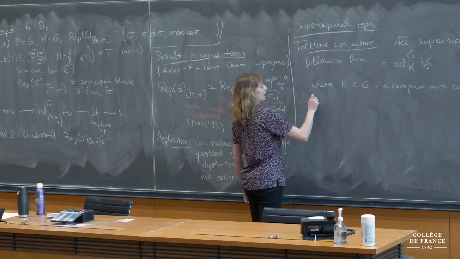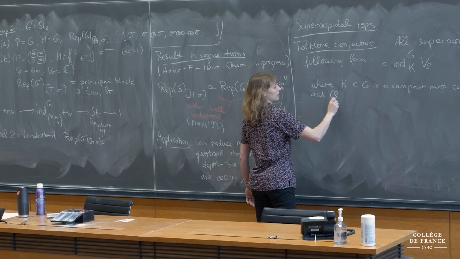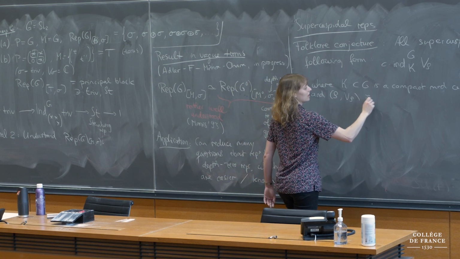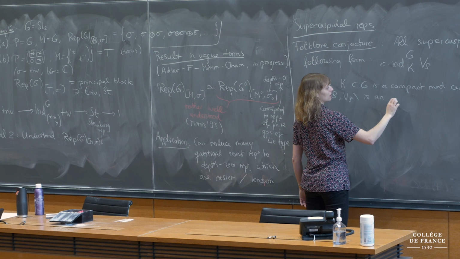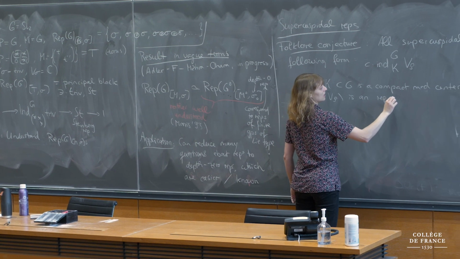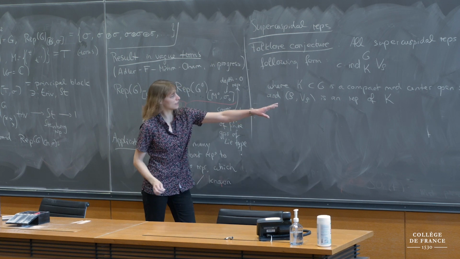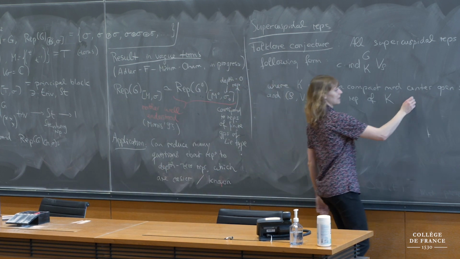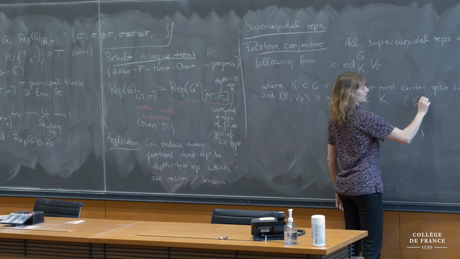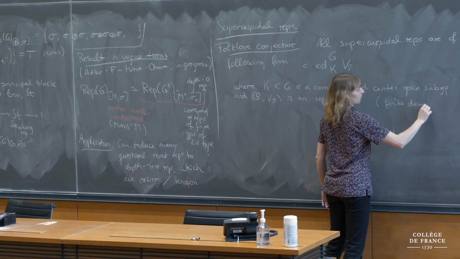And rho, V rho, is an irreducible, smooth representation of K. And since K is compact mod center, this is actually a finite dimensional representation.